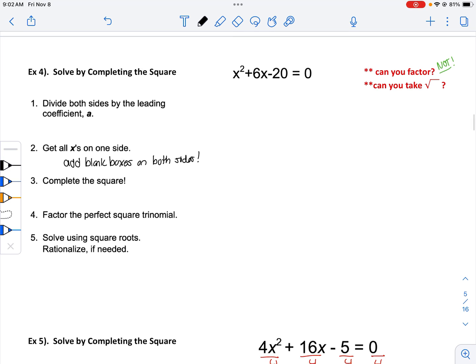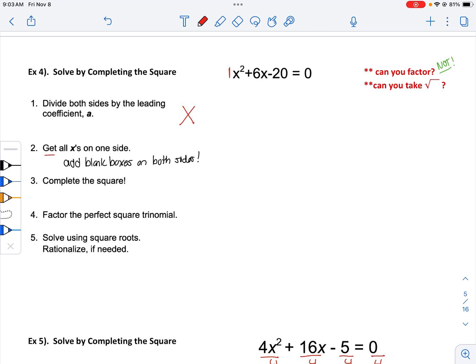As a reminder, step 1 is to divide both sides by the leading coefficient a. Now, in some cases, like in this one, if your a value is 1, you really don't need to do that first step because dividing by 1 isn't going to change anything. So in this case, we're going to skip over that first step, okay?